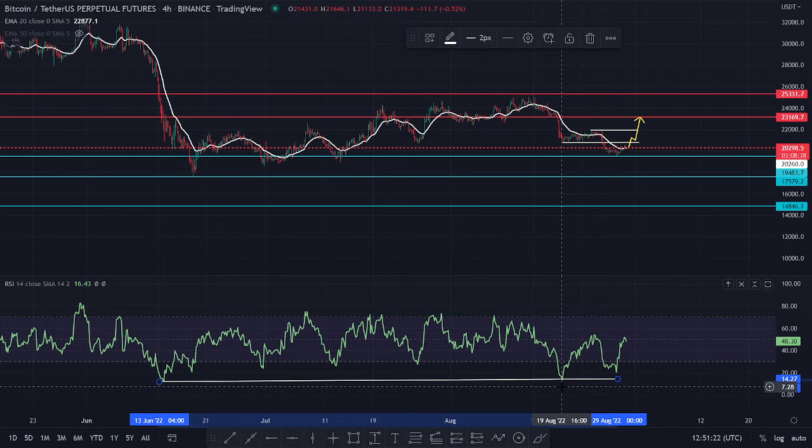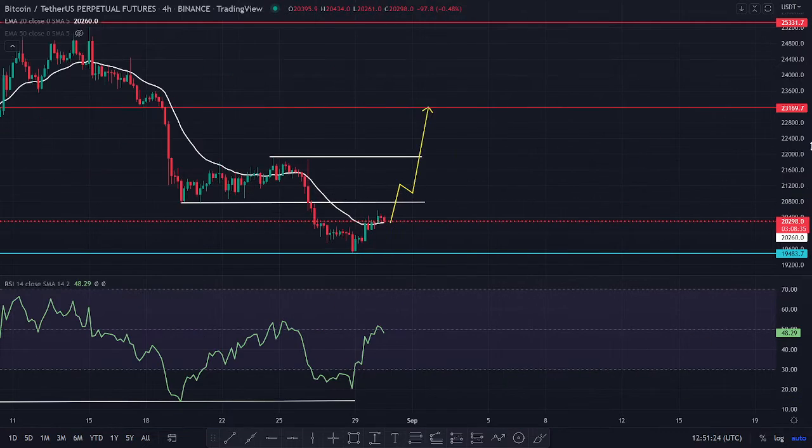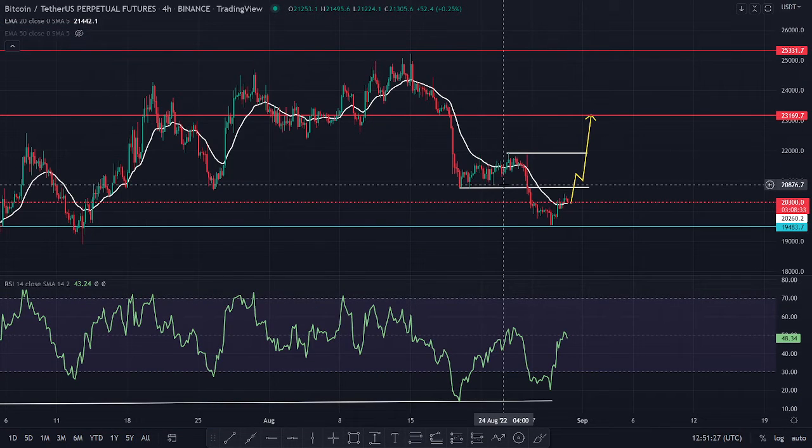So what does all this actually potentially signal for Bitcoin? Well, there are two possibilities.